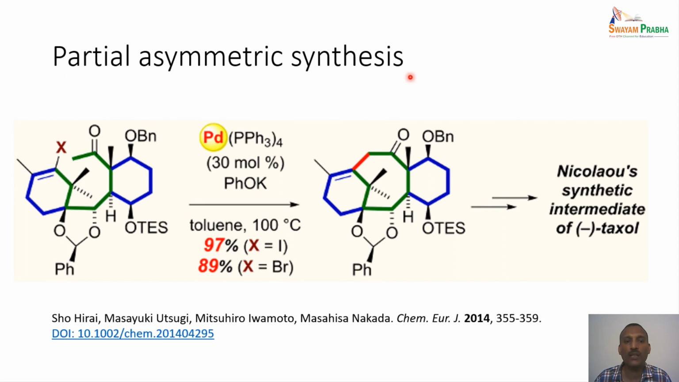and say we completed the partial asymmetric synthesis. In this particular case, Nakada and his group had shown that this starting material can be converted to this particular intermediate using a palladium catalyzed reaction. So this reaction formed only one intermediate. What they said was this is a partial asymmetric synthesis of the final product. This is not the total asymmetric synthesis. So this is how we differentiate. When we do the synthesis up to a certain intermediate, we call that a partial synthesis.